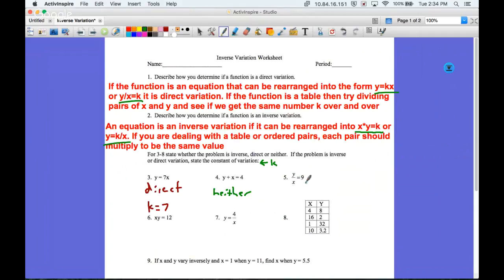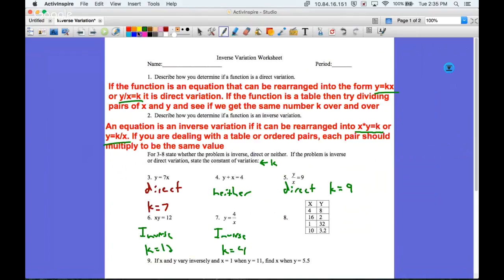This one here looks just like this, so it is direct, and k equals 9. This one here looks just like this. This is inverse, and k equals 12. This one here looks like this. This is inverse with k equal to 4.